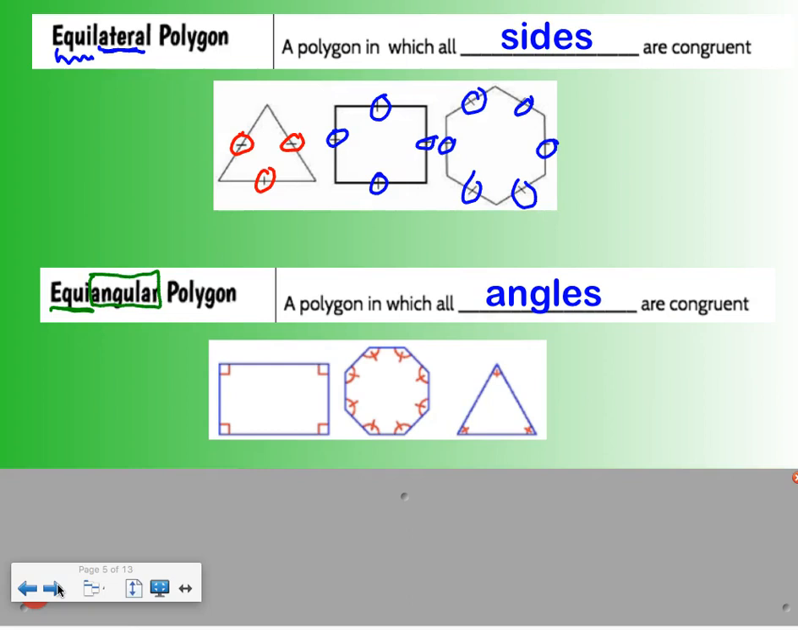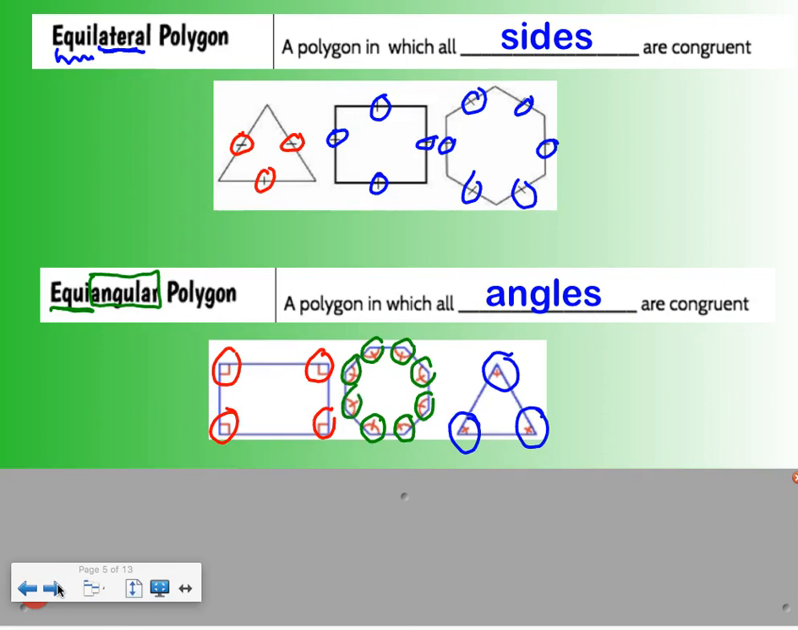So all of your angles would need to be congruent. We know all the angles in a rectangle are 90, so it's equiangular. If you have an equilateral triangle, we know those are all 60 degrees. And then we get some goofy picture of a one, two, three, four, five, six, seven... octagon, telling us all of these angles here are also equal. Again, equiangular, equal angles.